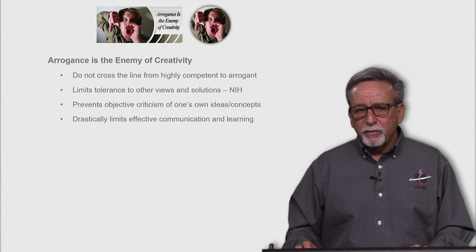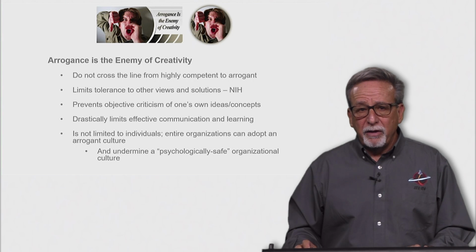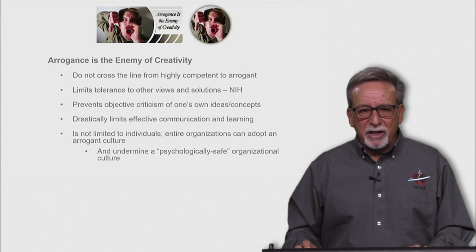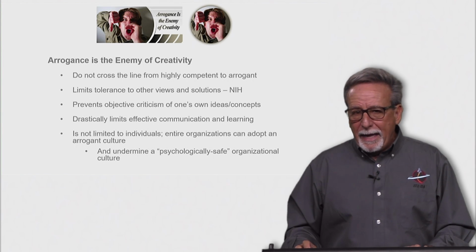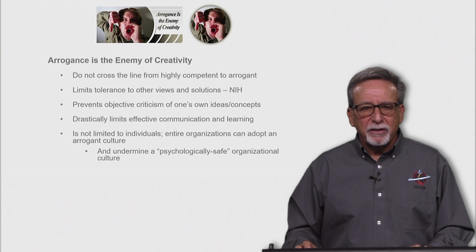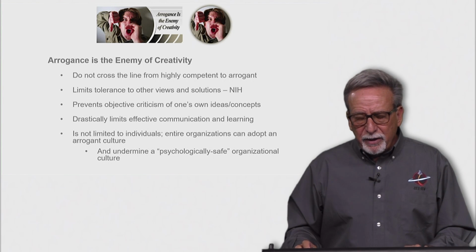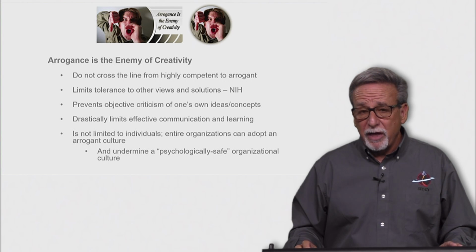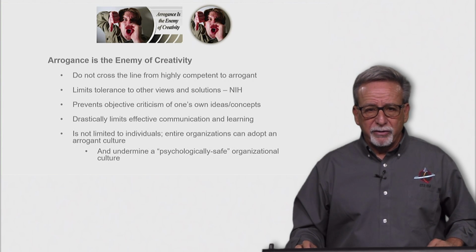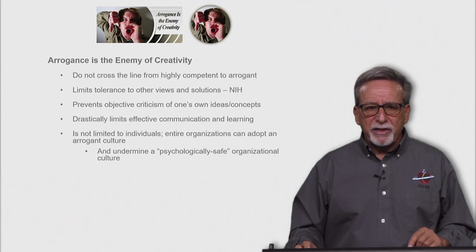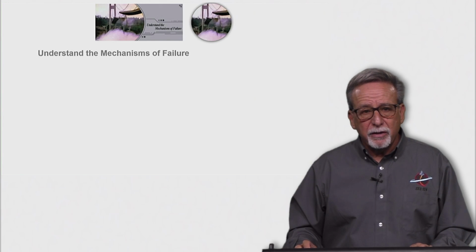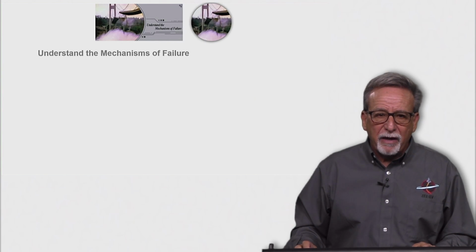Arrogance is not limited to individuals. Entire organizations can become arrogant and even take pride in their arrogance. The Mission Operations Directorate, MOD, at Johnson Space Flight Center is one example. Hence, it is important for all members of a team to constantly monitor the health of their team and be on the lookout for arrogant behaviors. In particular, we should constantly monitor whether or not our team is psychologically safe and creates an environment where other members of the team feel free to stand up and criticize and offer dissenting opinions. That leads us to our next theme, which is understanding mechanisms of failure.